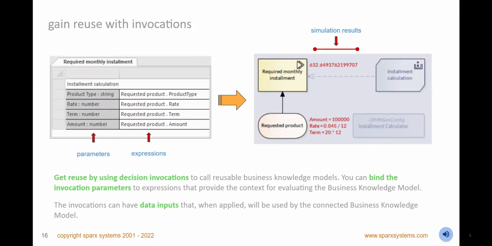Foster reuse by using decision invocations to call reusable business knowledge models. You can bind the invocation parameters to expressions that provide the context for evaluating the business knowledge model. The invocations can have data inputs that, when applied, will be used by the connected business knowledge model. You can use multiple input data sets to run what-if scenarios to visualize the invocation results and final decision outcomes.